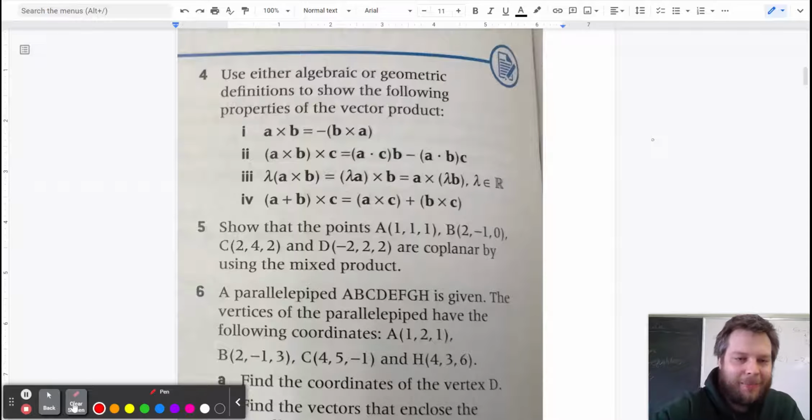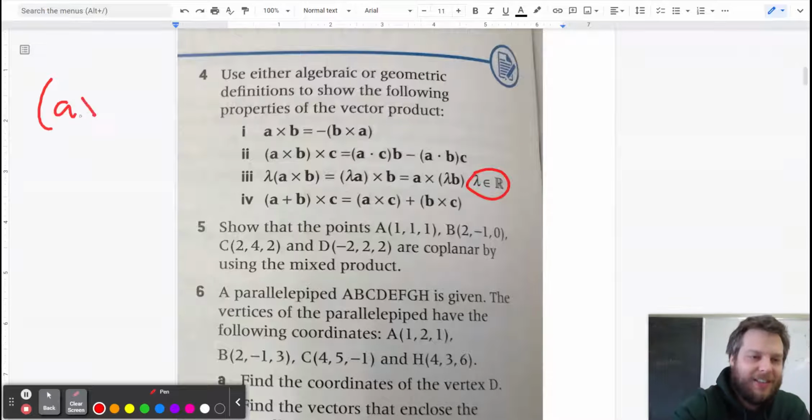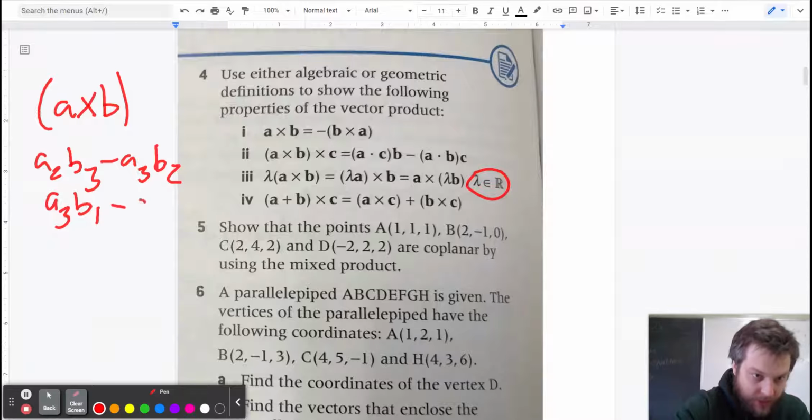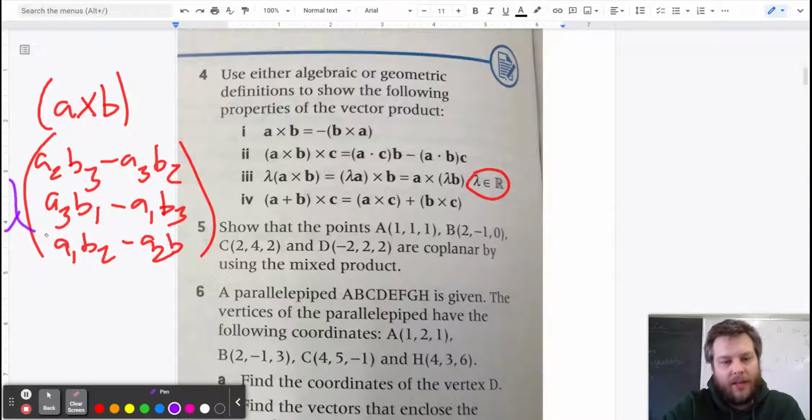Let's do the third property here, where we have any real number multiplied by the cross product. Once again, A cross B is given by the wonderful definition A2B3 minus A3B2, A3B1 minus A1B3, A1B2 minus A2B1. And let's take that thing and multiply it all by our good friend lambda. So now we get a bunch of lambdas times all of that. If we write it all out, it looks like this.